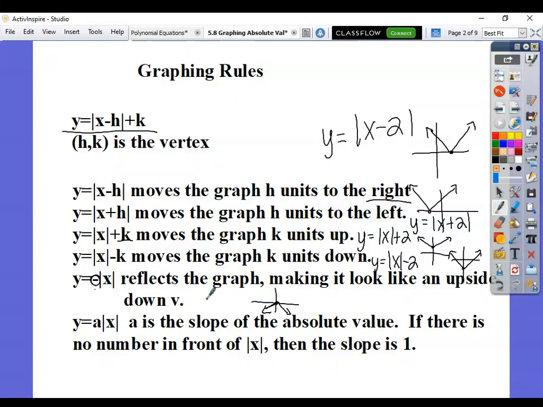And then y equals a times absolute value of x. a is the slope of the absolute value. If there is no number in front of the absolute value, then the slope is 1. And all these today are going to have a slope of 1.